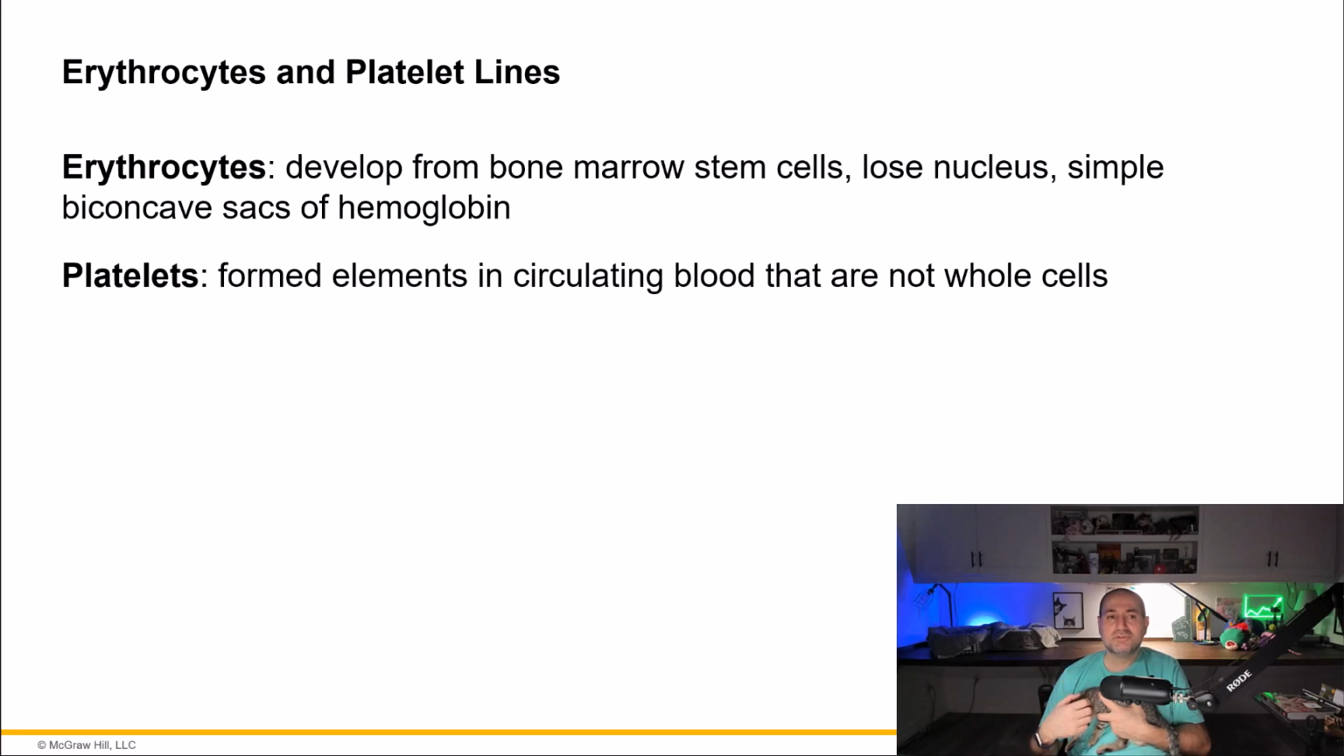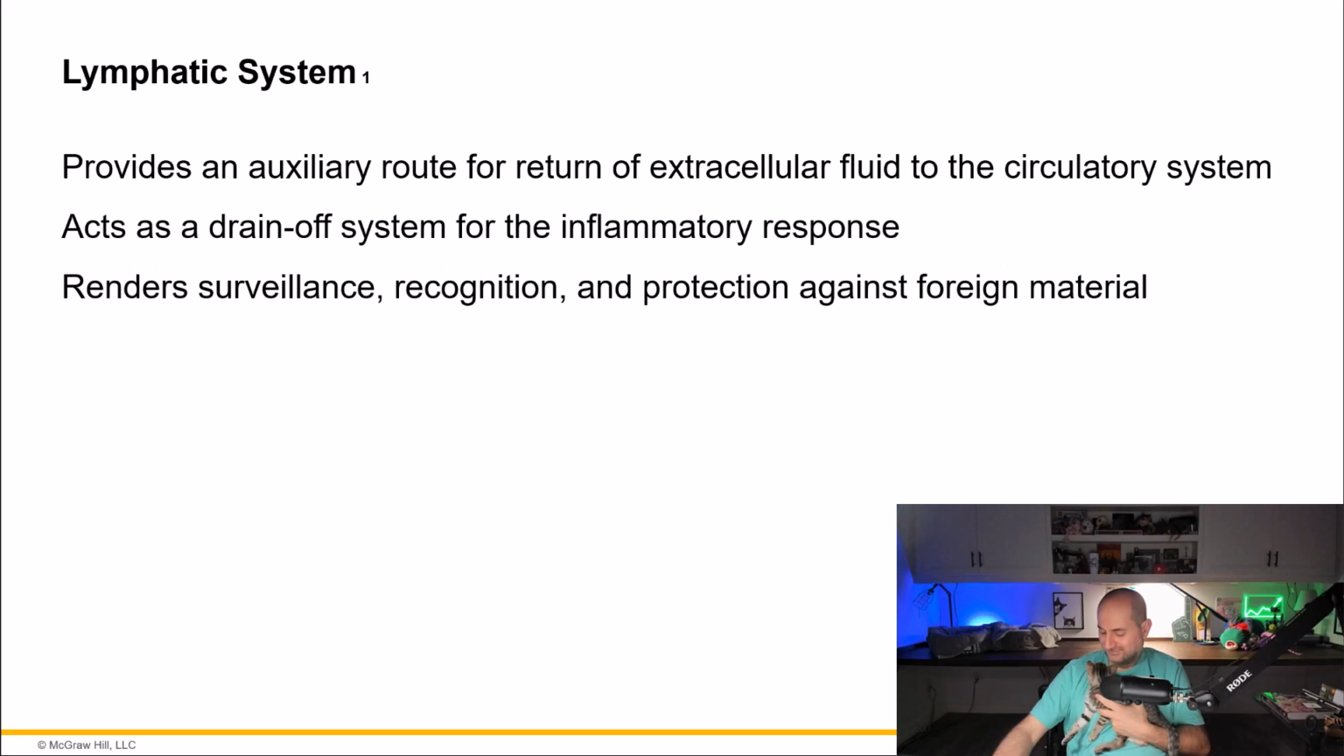And do you remember the only 2 non-white blood cells that are formed in the bone marrow? The erythrocytes, which are the red blood cells, and the platelets, which are involved in clotting. Remember, the red blood cells are involved in gas exchange, oxygen delivery and CO2 evacuation. And then the platelets are involved in blood clotting.